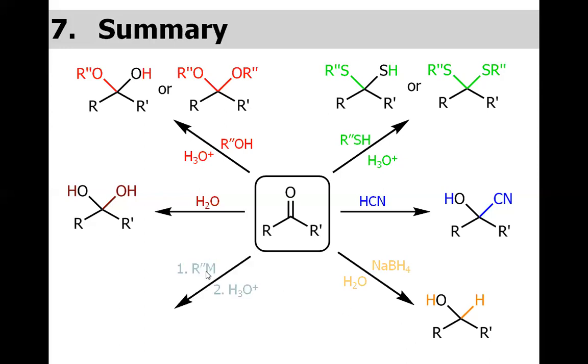If we have an organometallic compound such as organolithium or organomagnesium, this R double prime will attack this carbonyl carbon to give this alcohol. If it is aldehyde, it will be secondary alcohol. If it is ketone, it will be tertiary alcohol. So we have discussed the six reactions of aldehydes or ketones in which the nucleophiles attacked the carbonyl carbon, and overall we ended with the tetrahedral product.